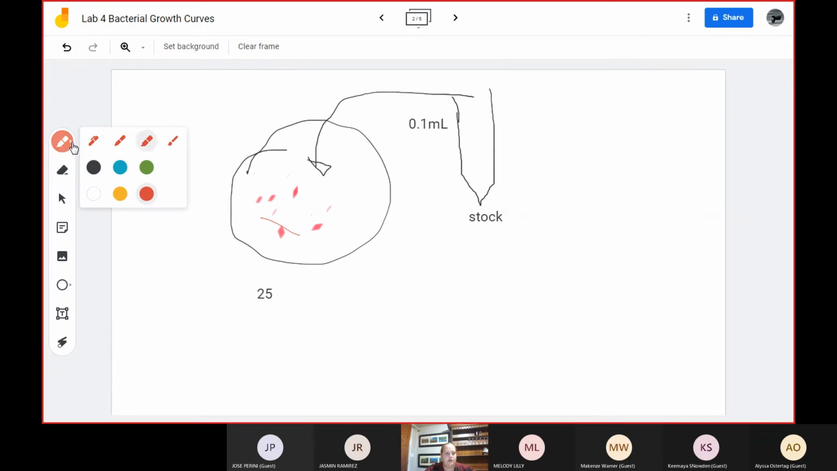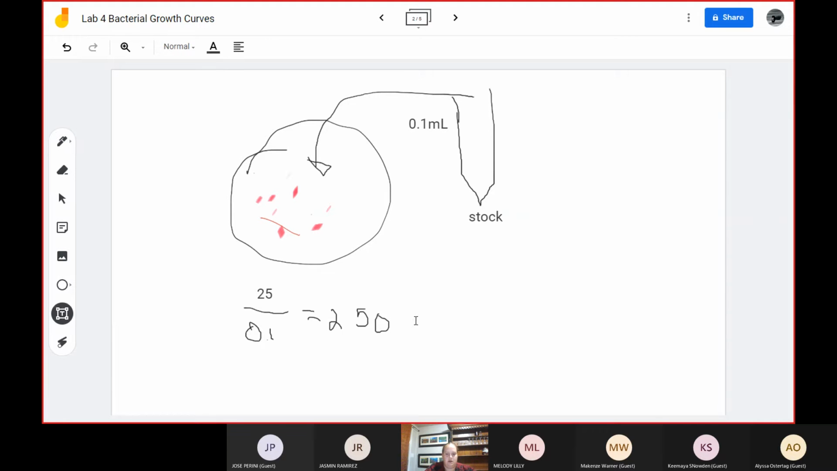Let me see if I can write this in here. Divided by 0.1 equals 250. This would be CFU per milliliter, 250. So that is how you do this calculation without a dilution factor.